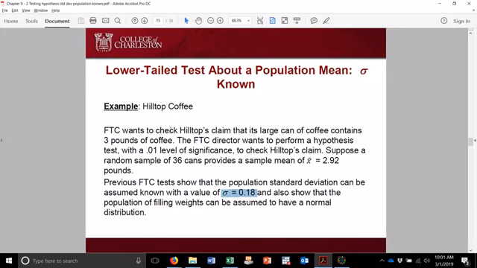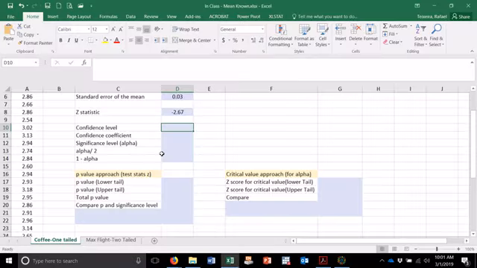The problem doesn't say anything about confidence level or alpha level. Oh, there you go. Here we have the FTC director wants to perform a hypothesis test with a 0.01 level of significance. This is alpha. 0.01 level of significance, here is the alpha. Okay, so I don't have to type confidence level, I don't have to type confidence coefficient.